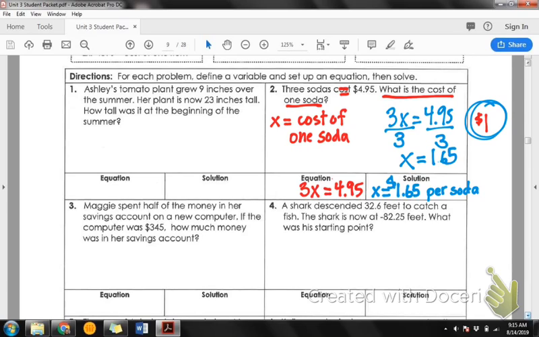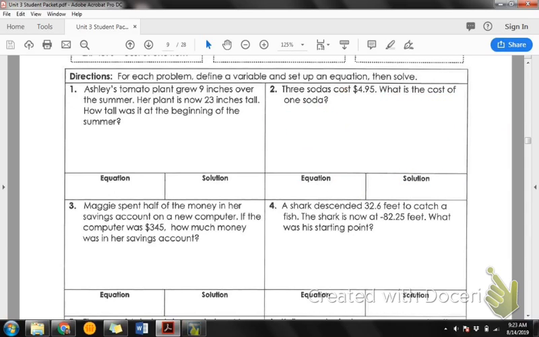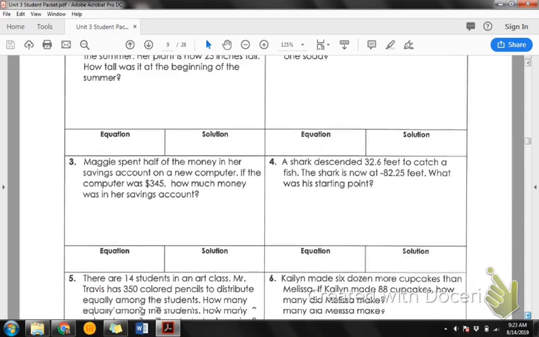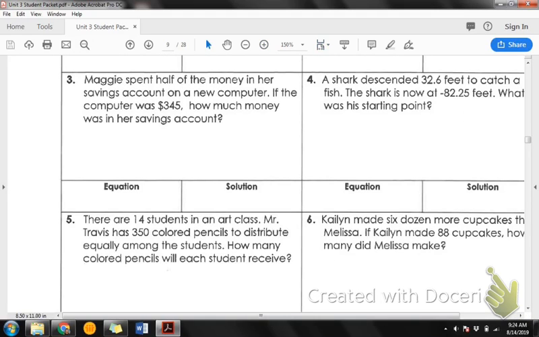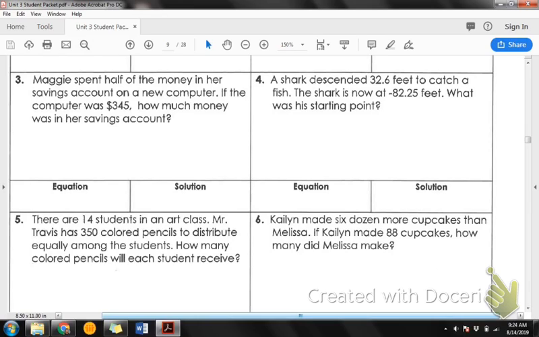Okay. Number 3. Who'd like to read number 3? Mandy? Maggie spent half of the money in her savings account on a new computer. If the computer was $345, how much money was in her savings account? All right, so if we're going to define our variable, remember our variable is whatever they tell us at the end. How much money was in her savings account? So we'll say X is the money in the account.